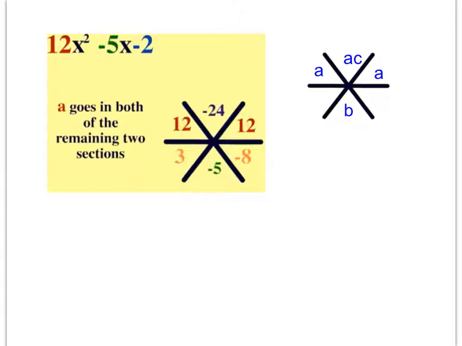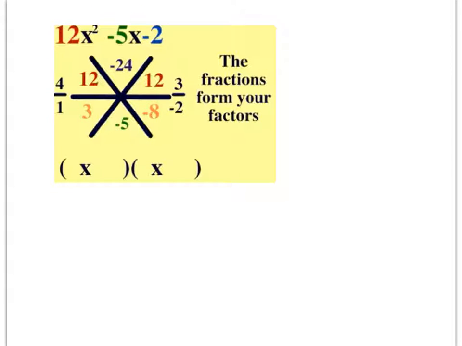Then to fill out the last parts of our snowflake, A goes into the top spots of your snowflake. So we have our whole snowflake filled out right now. Now we have to look at what we need to do to actually figure out our factors and solve the rest of this problem. On the two sides, we are going to look at these fractions. My 12 over 3 and my 12 over negative 8 are fractions that form our factors.